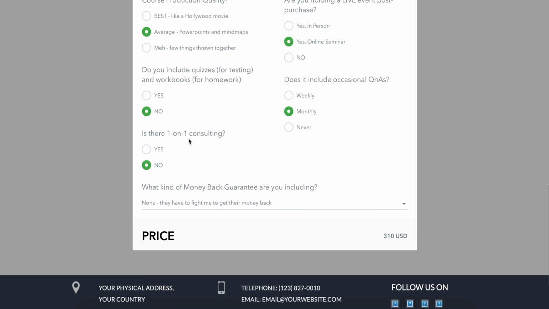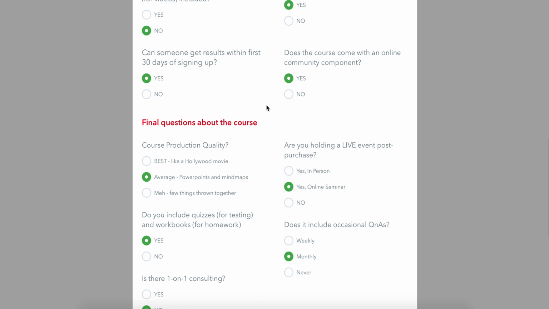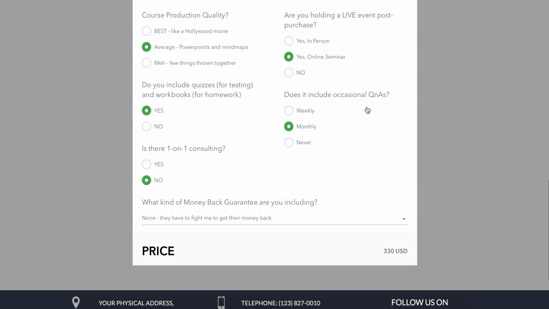Do you include quizzes for testing and workbooks for homework? So workbooks can also be download PDF that they can print out, and so templates, worksheets, checklists. I'd like you if you can, but don't let that hold you back from creating your membership site. Does it include occasional Q&As, monthly, weekly, and never? Again, kind of coming back over to this online component, go ahead and add Q&A whenever possible. So weekly, monthly, or never.